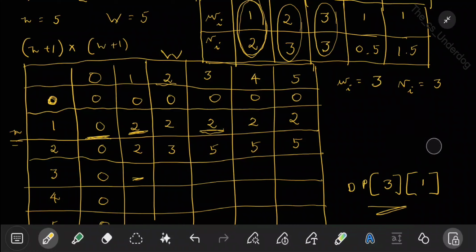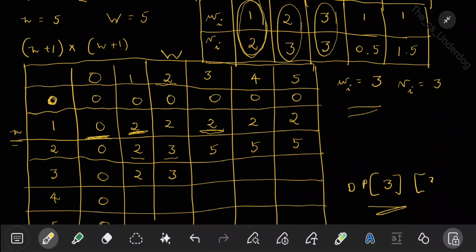If you are trying to include it, the weight of this item is more than the capacity 1, which means you cannot include the item at this point. What will you do? You will simply copy the row above. So your value will be 2 here. What about dp of 3, 2? Again, the total capacity of the knapsack is 2, which is smaller than the weight of this item, so you can anyway not include this item. You will simply copy the value of the above block. So 3 will come here.